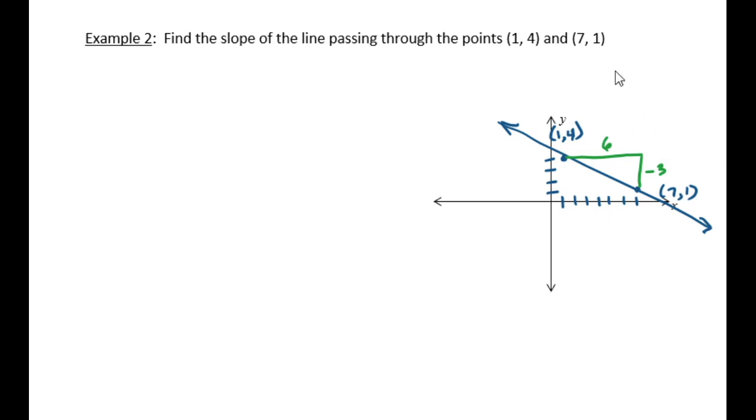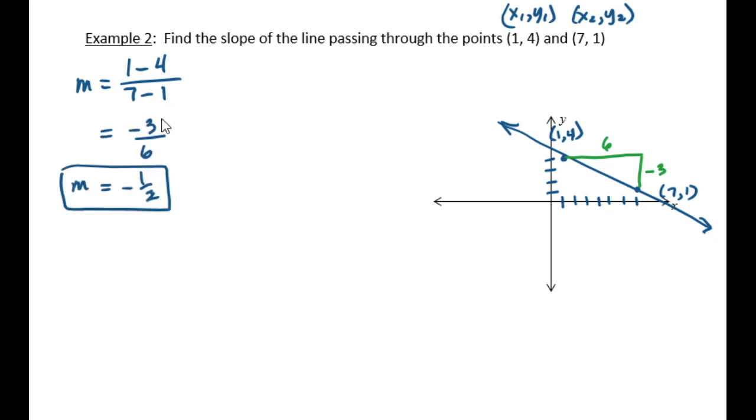Let's compute that slope using the slope formula with the two ordered pairs. Again, here I've labeled the first ordered pair as x1, y1, and the second ordered pair as x2, y2. Now we'll plug into the slope formula. We'll have y2 minus y1. That's 1 minus 4 over x2 minus x1, 7 minus 1. And this is equal to -3 over +6. -3 over 6 reduces to -1 over 2.